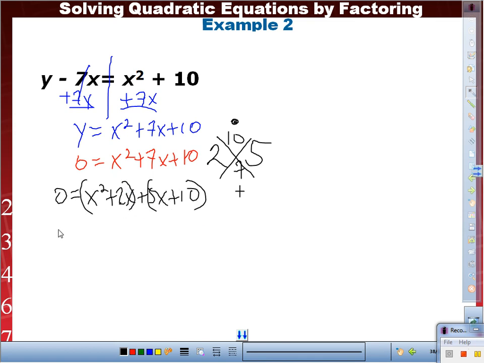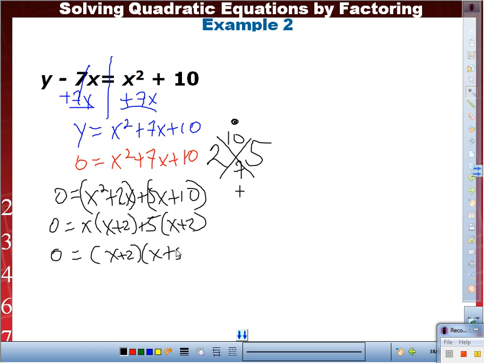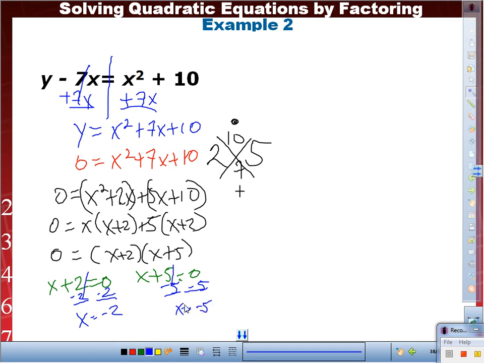Group. GCF here is x. We're left with x plus 2. GCF here is 5. We're left with x plus 2. 0 equals x plus 2 times x plus 5. From there, ZPP: x plus 2 equals 0, x plus 5 equals 0. From there, I solve. Minus 2, minus 2. x equals negative 2. Minus 5, minus 5. x equals negative 5. These are my solutions.